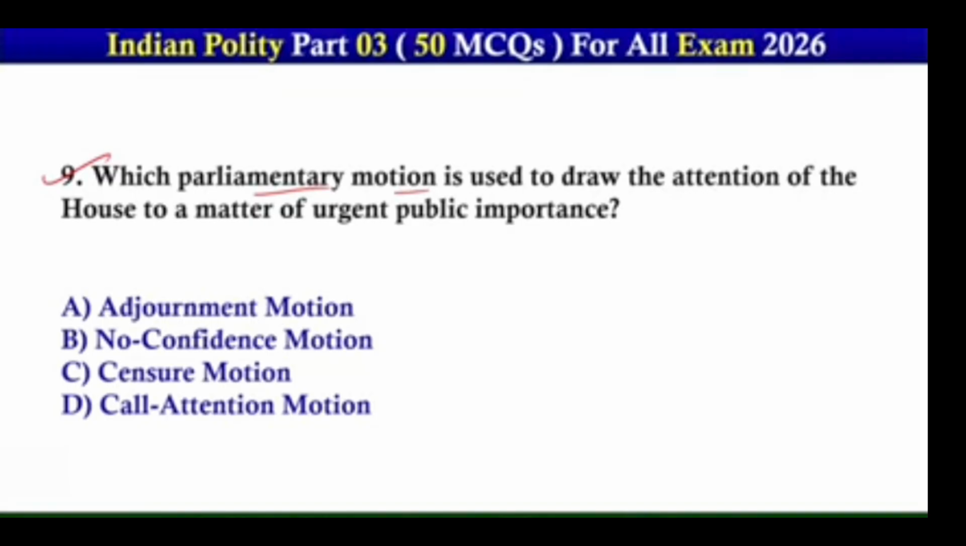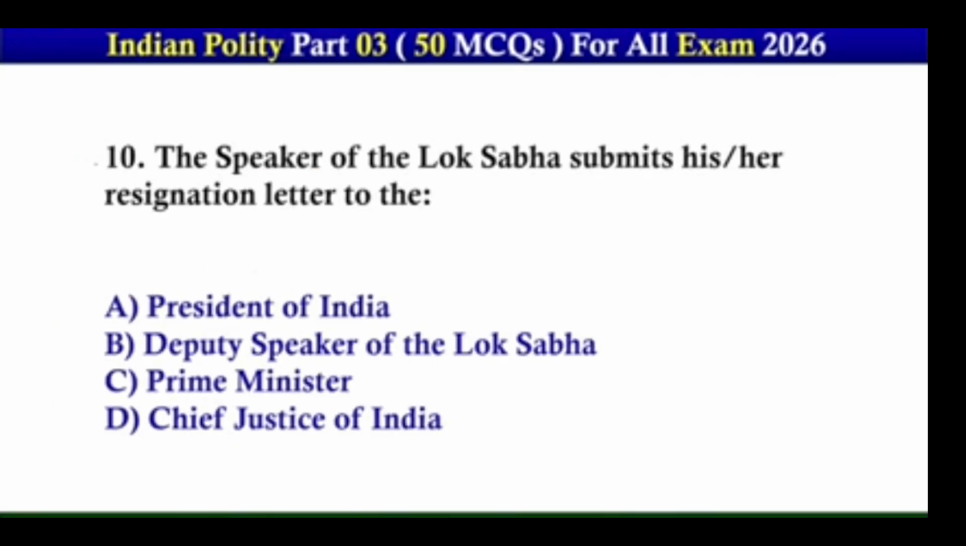9. Which parliamentary motion is used to draw the attention of the House to a matter of urgent public importance? Option number A is the correct answer, adjournment motion. 10. The Speaker of the Lok Sabha submits his or her resignation letter to the option number B, Deputy Speaker of the Lok Sabha.